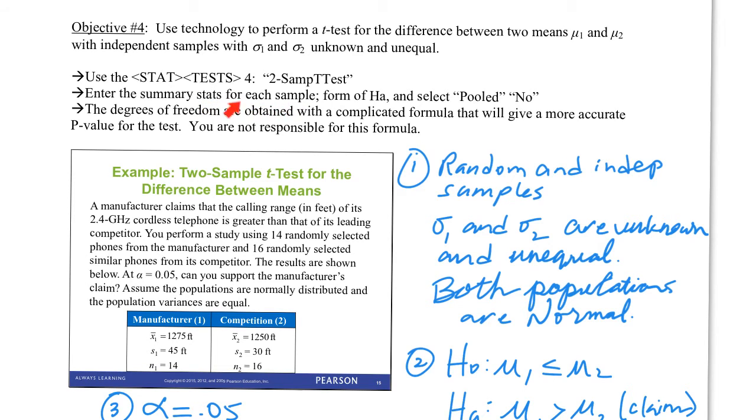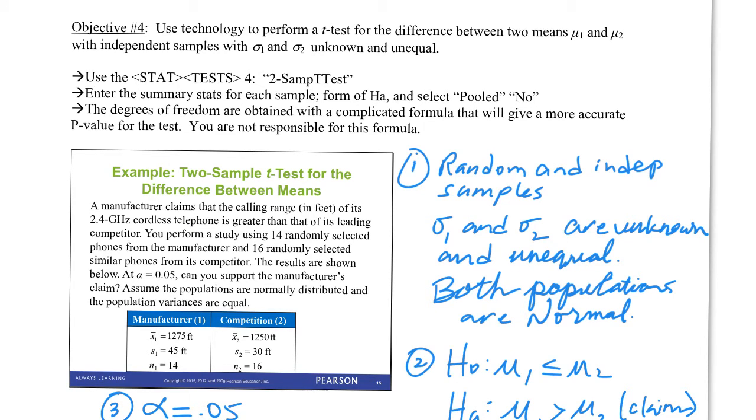And then you're going to enter 6 stats plus the format of HA, which has a greater than sign in it. And then there's going to be a question pooled to no or yes. The default is no. That's the 2 unequal population standard deviations. So we're leaving pooled on no for that.